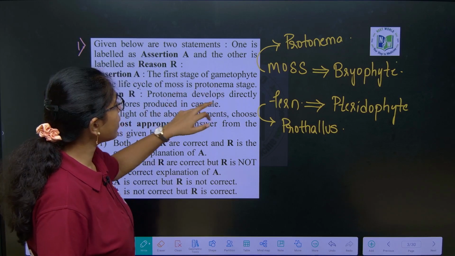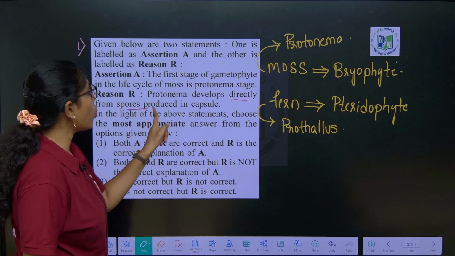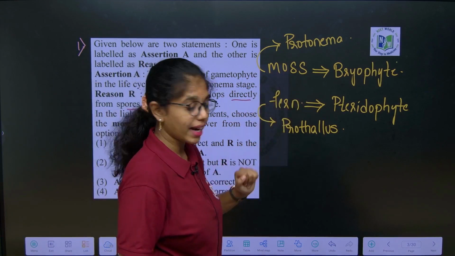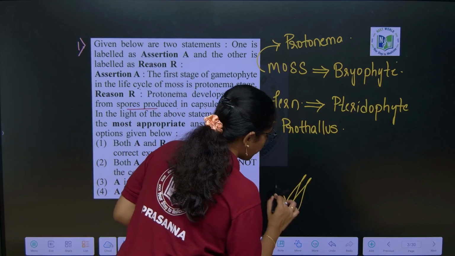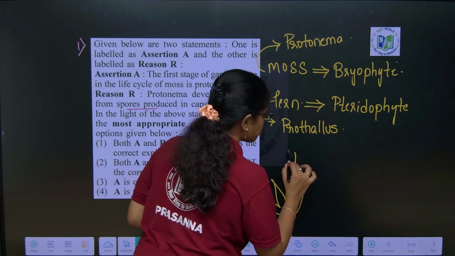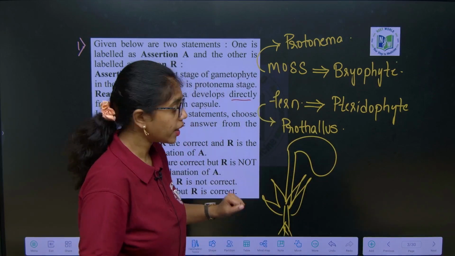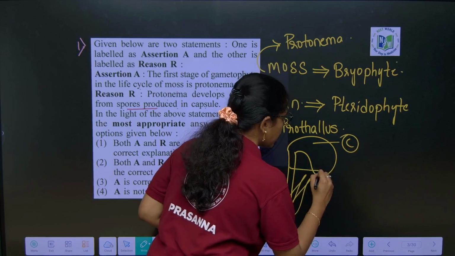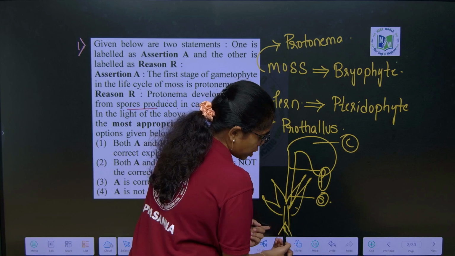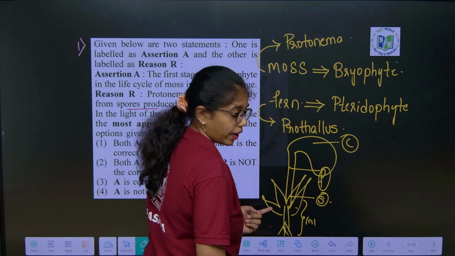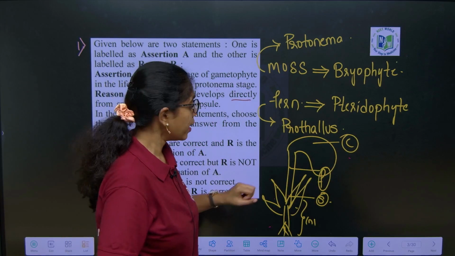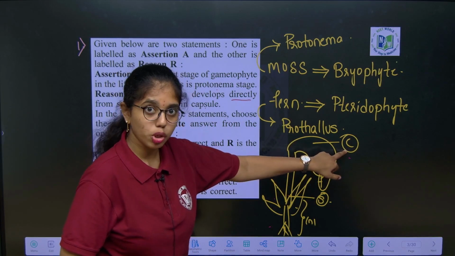And protonema develops directly from spores produced in the capsule. If you recall the moss diagram in our plant kingdom, wherein from the leafy gametophytic structure, foot, seta, capsule, that is the sporophyte that has emerged, right? This is capsule, this is foot, and this is seta. Okay, this leafy gametophyte, rhizoids, all these are haploid gametophytic structures. Seta, foot, capsule, these are diploid sporophytes, right? Understood, Nana?